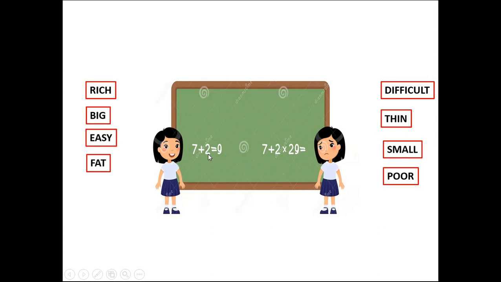We have two problems, problem number 1 and problem number 2. And two girls. Girl number 1 is happy, but the girl number 2 is sad. Maybe the problem is the difficulty. So the problem number 1 is easy. No? Well, yes. The problem number 2 is difficult.